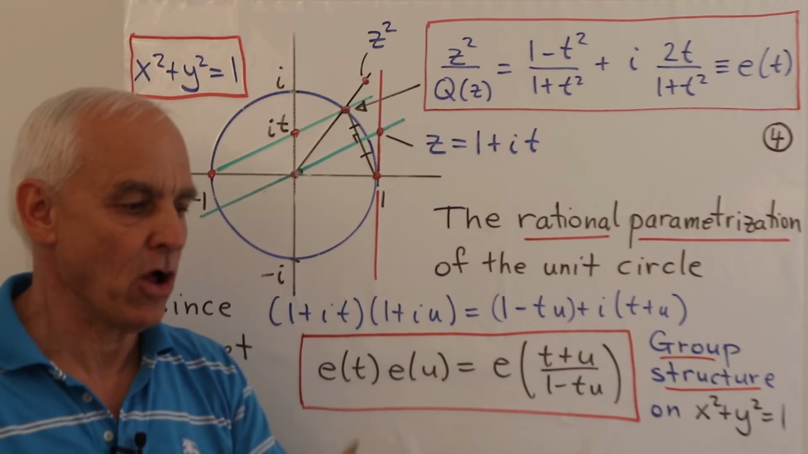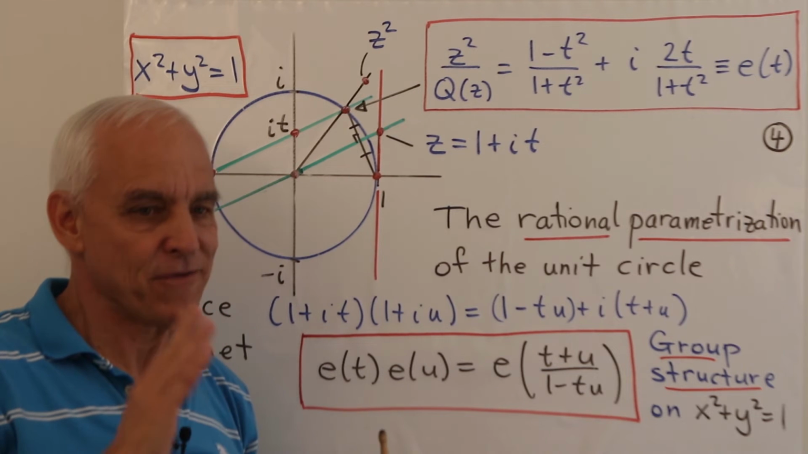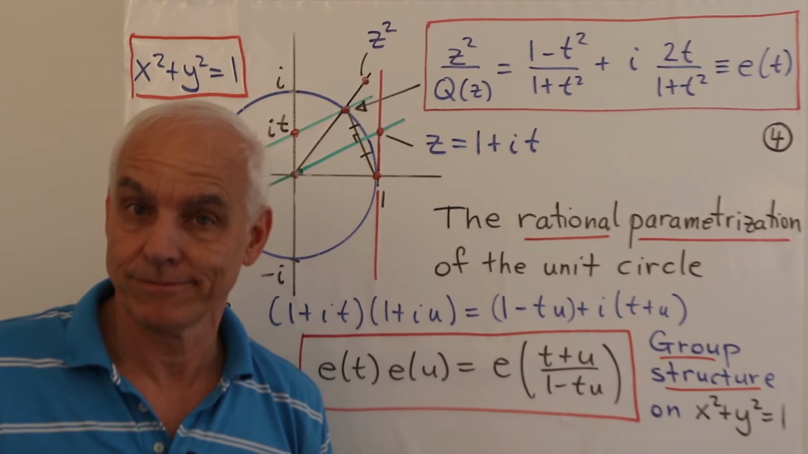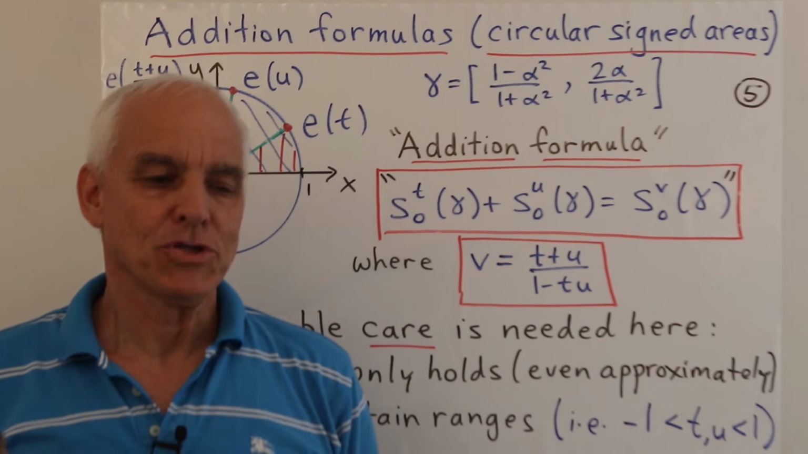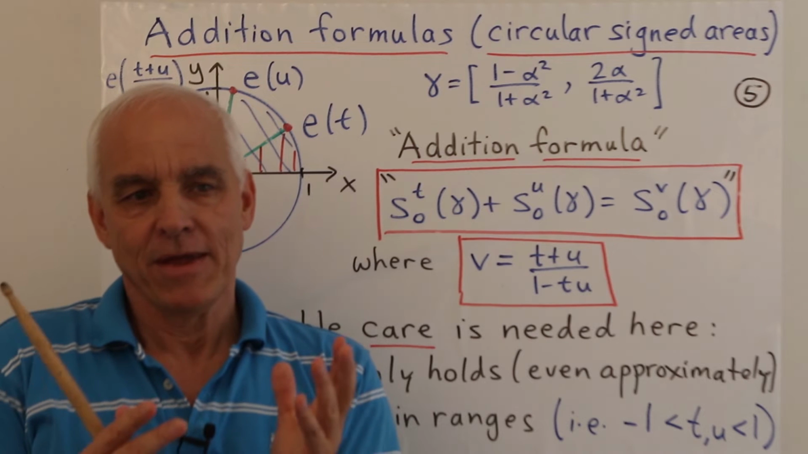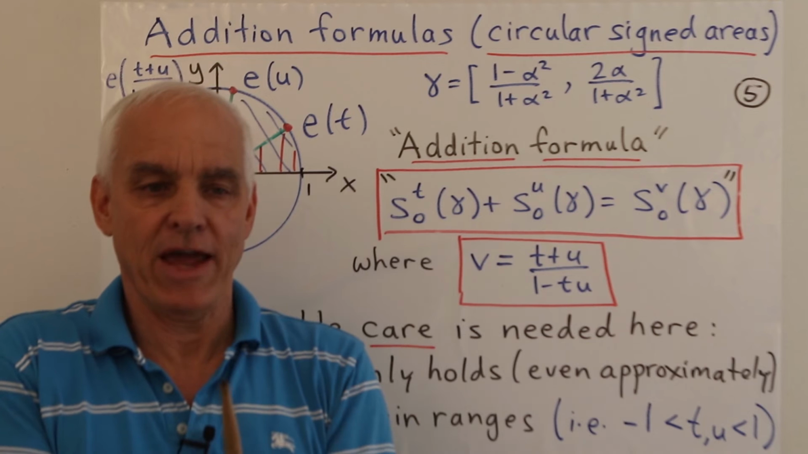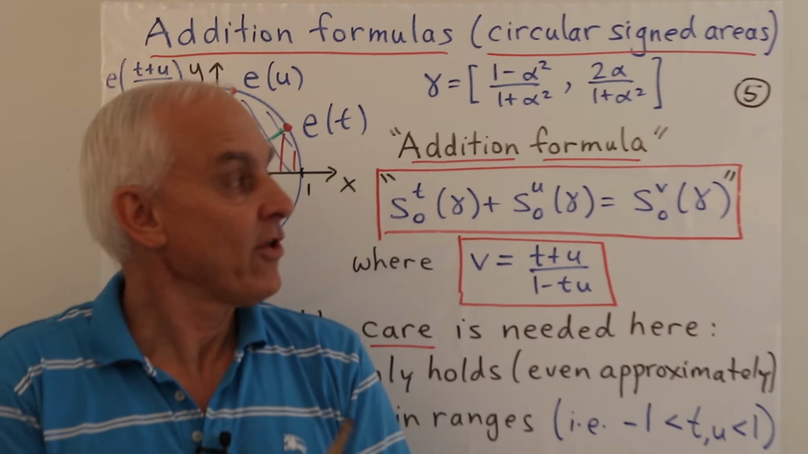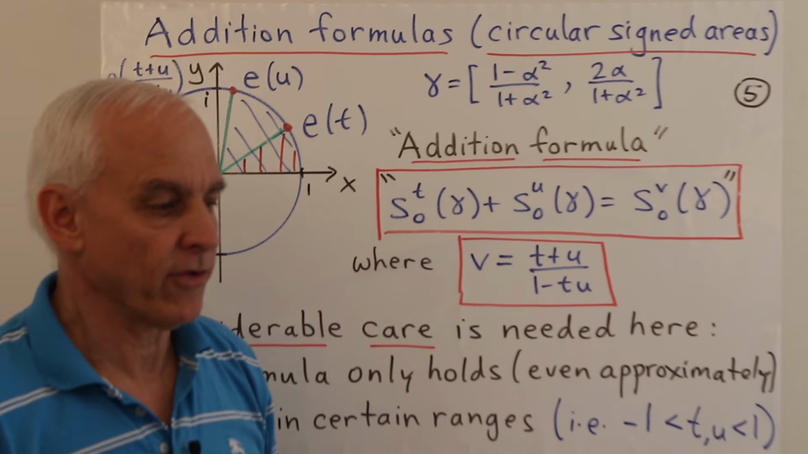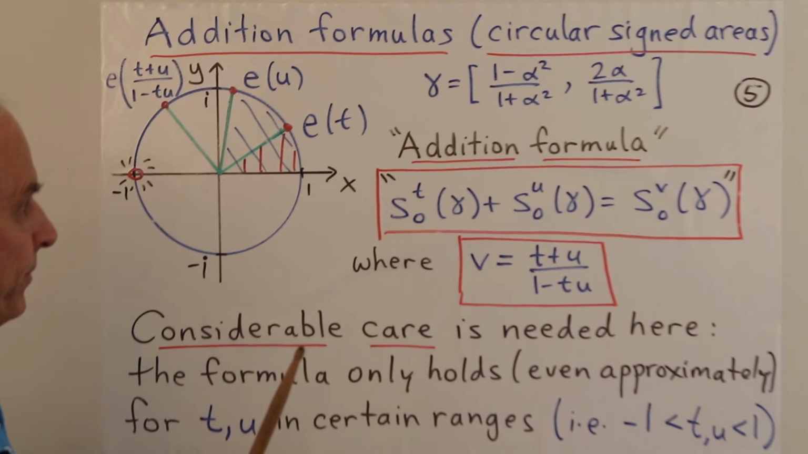Okay, so this is an alternative to the usual angular picture for describing the unit circle and what's happening on it. So this multiplication on the unit circle is capturing what's usually described in terms of angles, but it allows us to connect with some important formulas called addition formulas relating to areas of sectors of the circle.